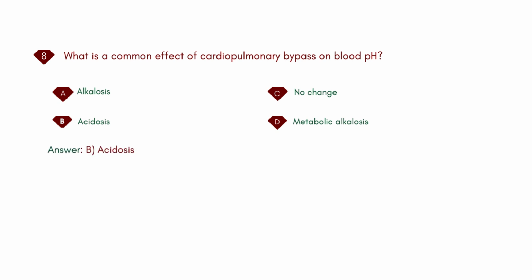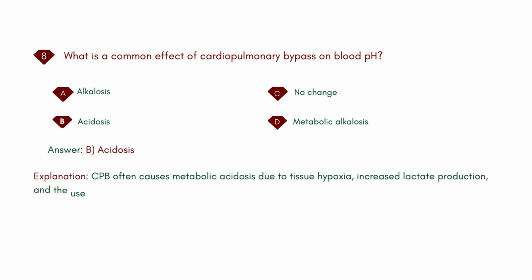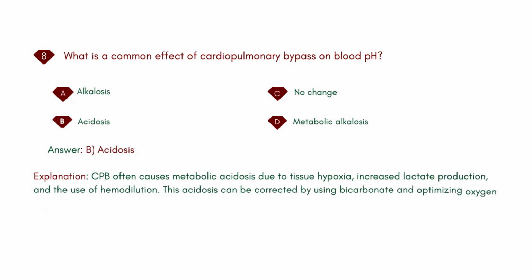Answer: B. Acidosis. Explanation: CPB often causes metabolic acidosis due to tissue hypoxia, increased lactate production, and the use of hemodilution. This acidosis can be corrected by using bicarbonate and optimizing oxygen delivery during the procedure.